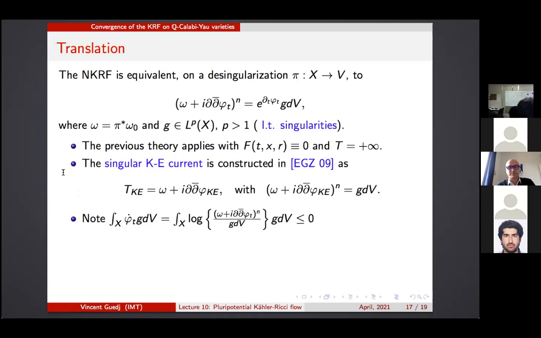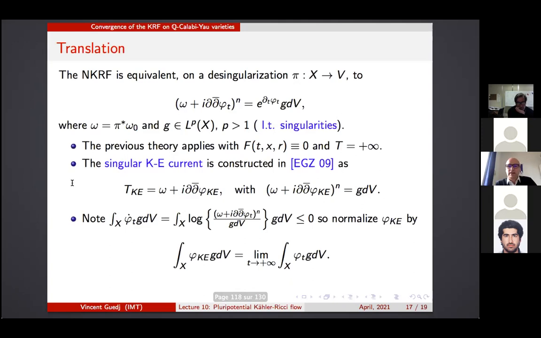So once you have made this observation, let me recall that the potential phi KE here is not completely well defined. It's well defined up to normalization. I can change phi KE by adding or subtracting a constant, and I will get another solution. So here is the way I would like to normalize phi KE. I would like to fix the normalization of this Kaehler-Ricci potential as the decreasing limit of the mean of phi t with respect to GdV. Okay, let me do that. And then the plan is to show that phi t uniformly converges towards phi KE, which is so normalized.